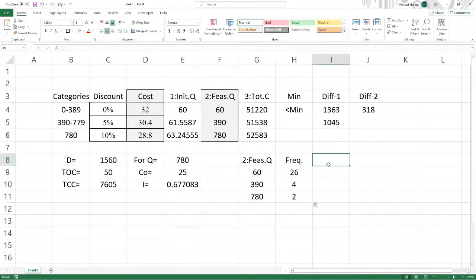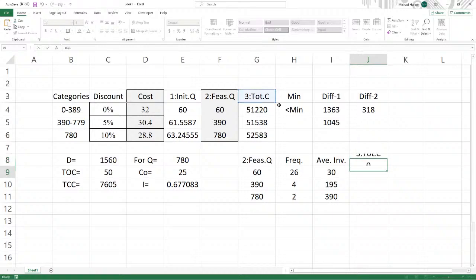But what about the average inventory? Okay. Well, that is just going to equal simply this divided by 2. Okay, and then bring this down. So there's our average inventory. Well, this is the warehouse. Okay, so we can start comparing these different policies on how they affect the purchasing department and the warehouse. And then finally, we have our total cost here.